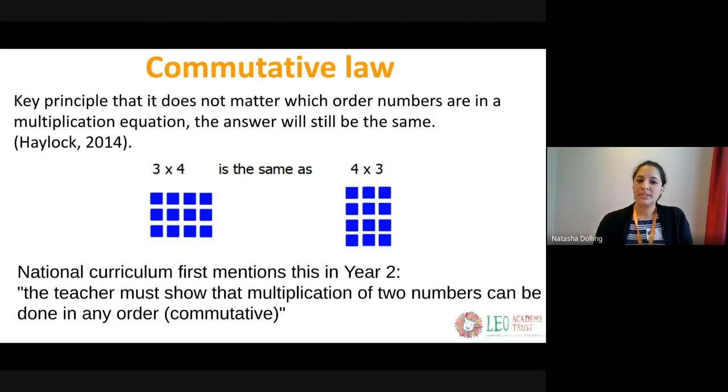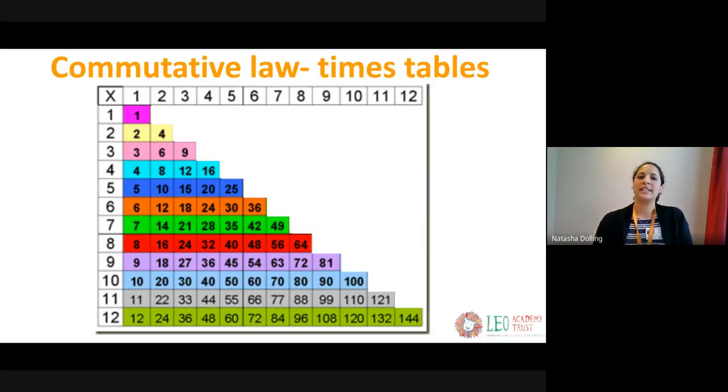Now, this first comes up in the national curriculum in year 2, and it builds on commutativity of addition. So 4 add 3 is the same as 3 add 4. How can that help us with our times tables? Well, as I'm sure you can see already, if you know 3 times 4, then you also know 4 times 3. And if you were to look at a multiplication square, you can essentially halve the number of facts that children need to know if they have a really good understanding and grasp of the commutative law.